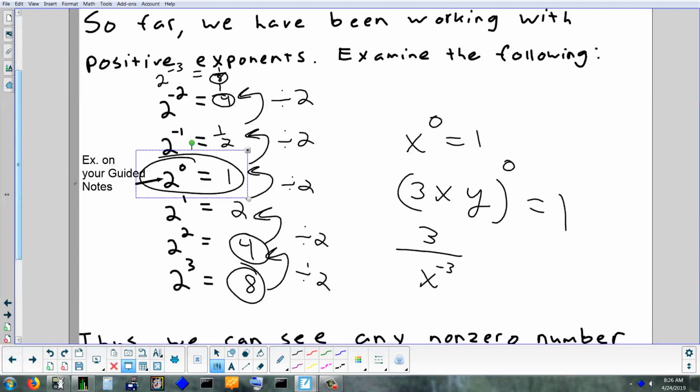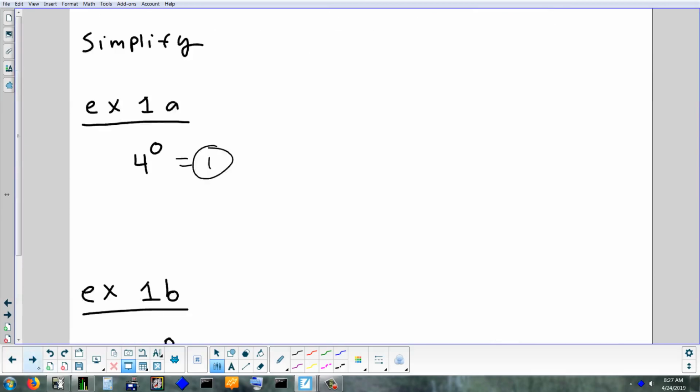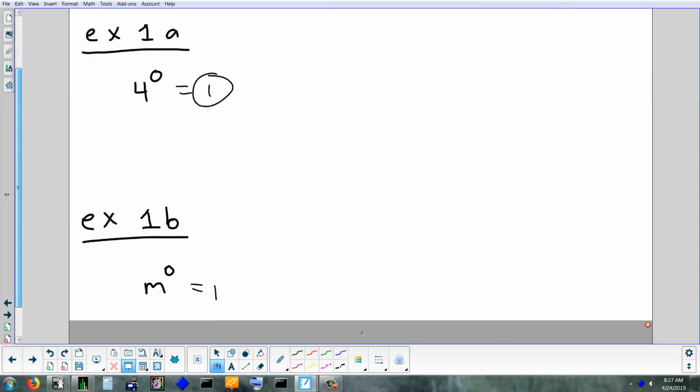It's got to follow this pattern, right? So sometimes it's confusing. It works with letters and numbers. It's kind of like if I said, what's x times 0?